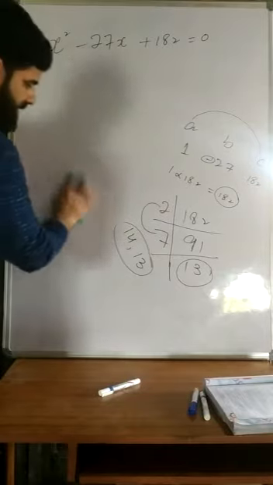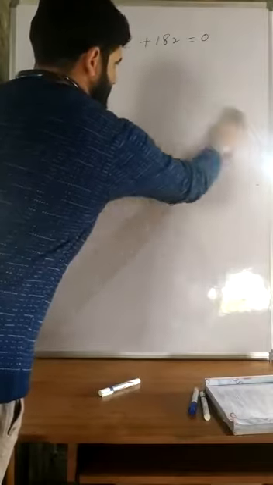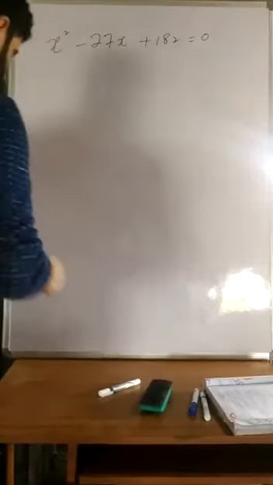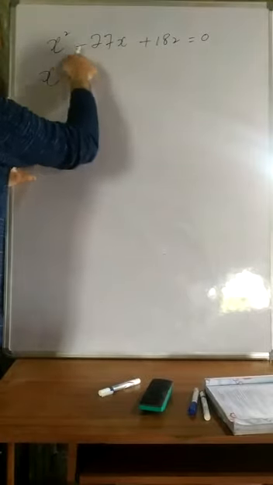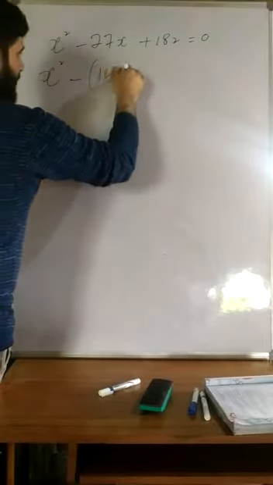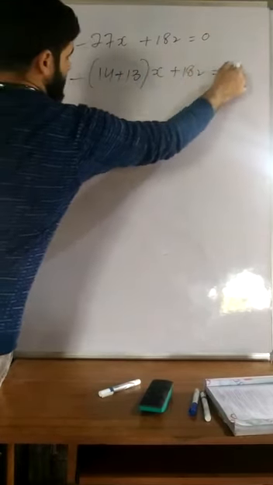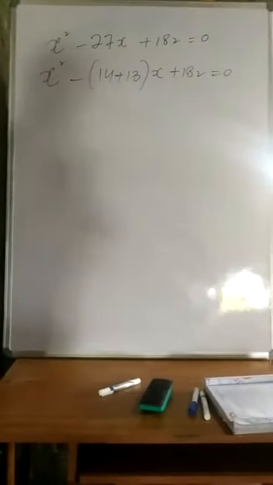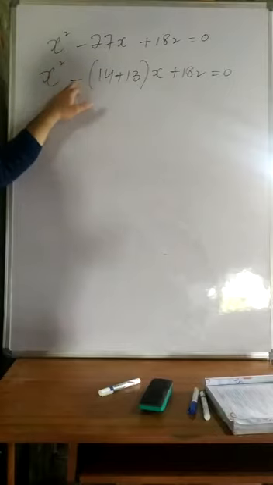Okay, I am going to write this. Here you can write like this: x square minus 14 plus 13 into x plus 182. 14 plus 13, what is it? 27. You need minus 27. This is the minus I was talking about. So 14 plus 13 with that minus is minus 27.